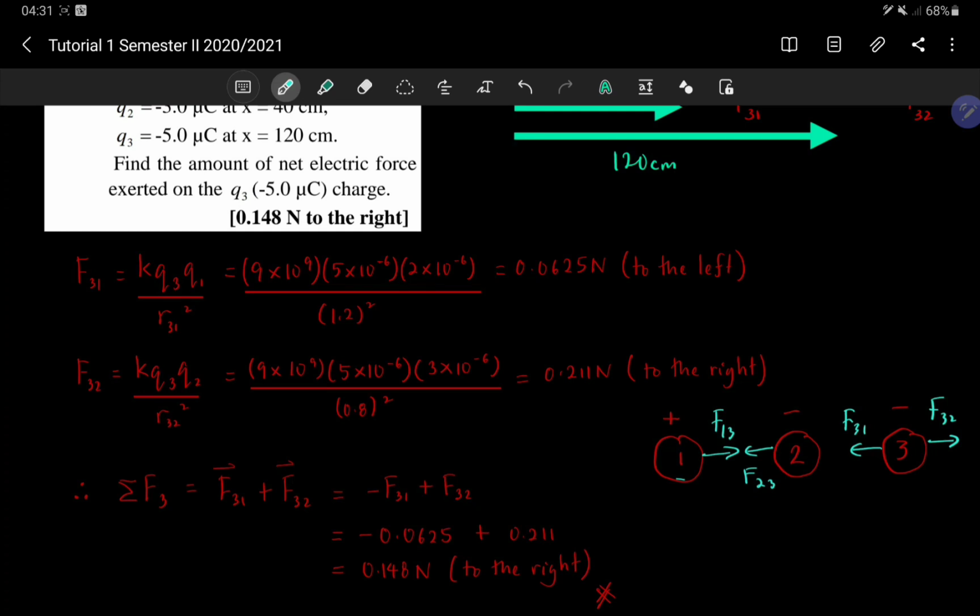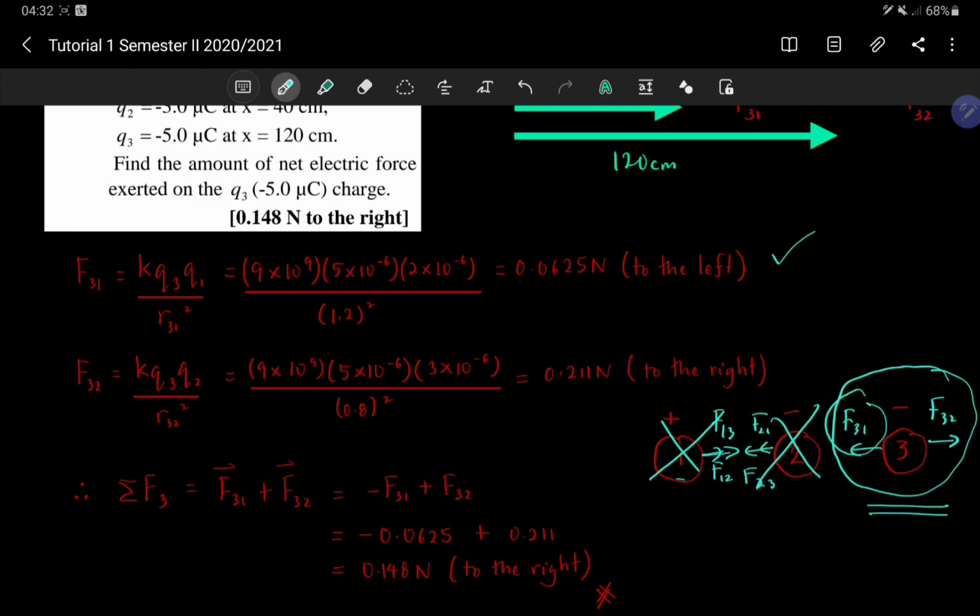Actually, other than that, 1 and 2 also react to each other. Positive and negative, again, they will attract each other. So what do we have now? We have other forces here, which are the force on 1 by 2, and also the force on 2 by 1. But remember, the question just asks you to calculate the resultant force exerted on Q3. So we just focus on this part only. We just ignore these two charges and refer to this only. So F31 is directed to the left and F32 is directed to the right. This is the way we identify the forces exerted on that particle. Remember that.